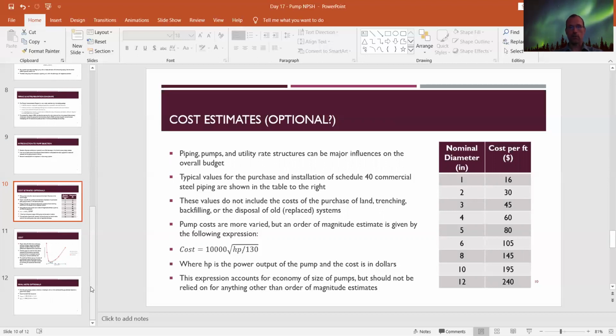In addition to the pipes, you also need pump costs. Pump costs are going to vary a bit more than this. An order of magnitude estimate is given by this expression here, where the cost in dollars is 10,000 times the square root of horsepower over 130, with horsepower being the pump output in horsepower. So you can give, again, an order of magnitude estimate for the cost of the pump. Again, not necessarily a very accurate number, but more of an order of magnitude estimate.